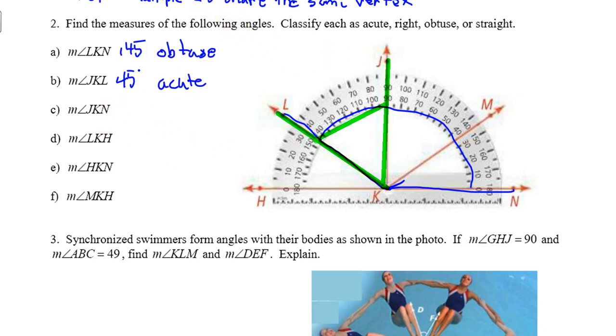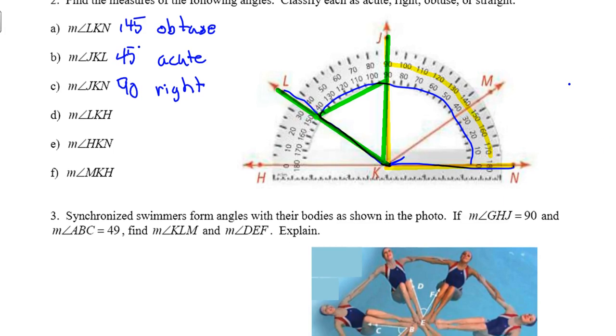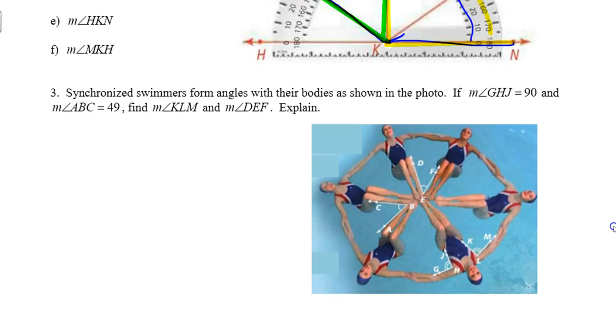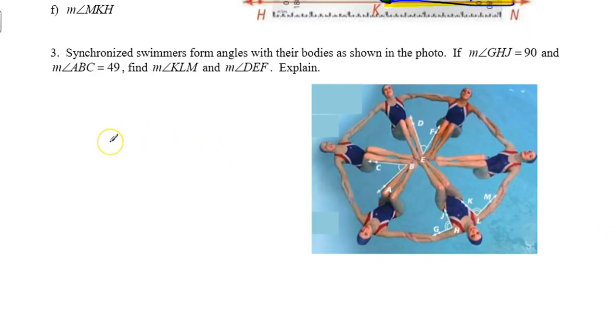The next one is what? JKN. Let's see if I can get a different highlighter here. Okay, so JKN coming down here. All right, that one is going to come across up to here. That's a 90 degree angle, which is a right angle. Okay, so 90 is a right. I'm not going to do all of those. I think you get the idea, recognizing that we can measure those things with a protractor. All right, let's get into some of these other types of questions.